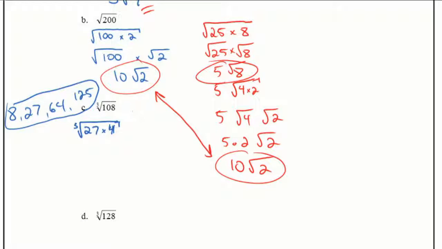Alex and Taylor are both on it. Now I'm going to break it down into 2 cube roots. I'm going to have the cube root of 27 times the cube root of 4.